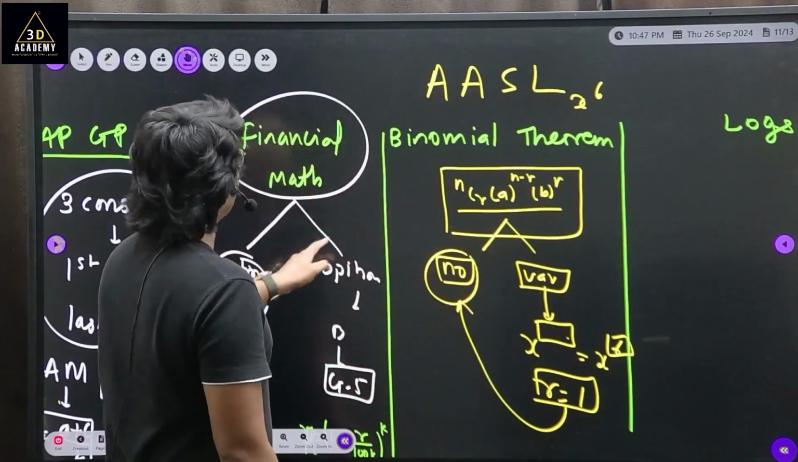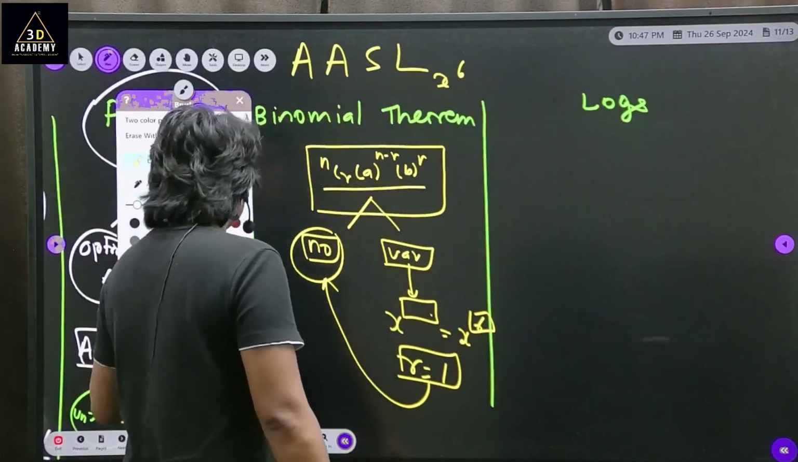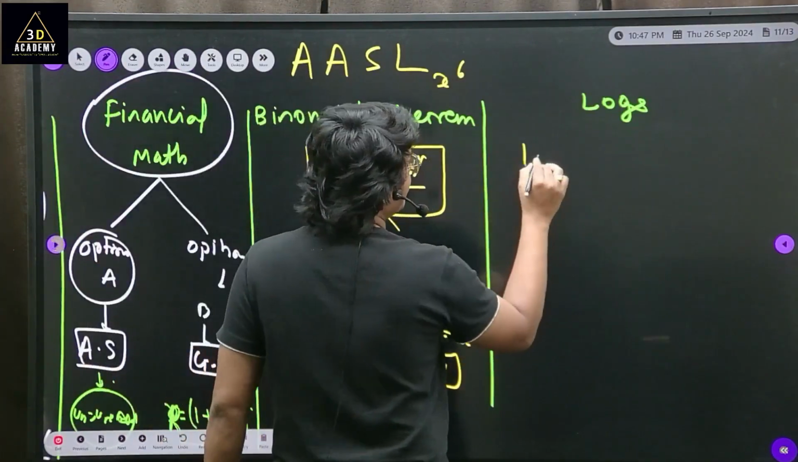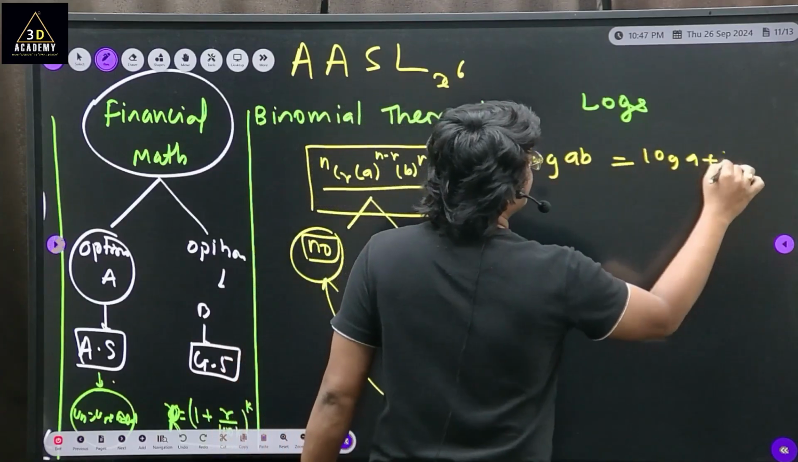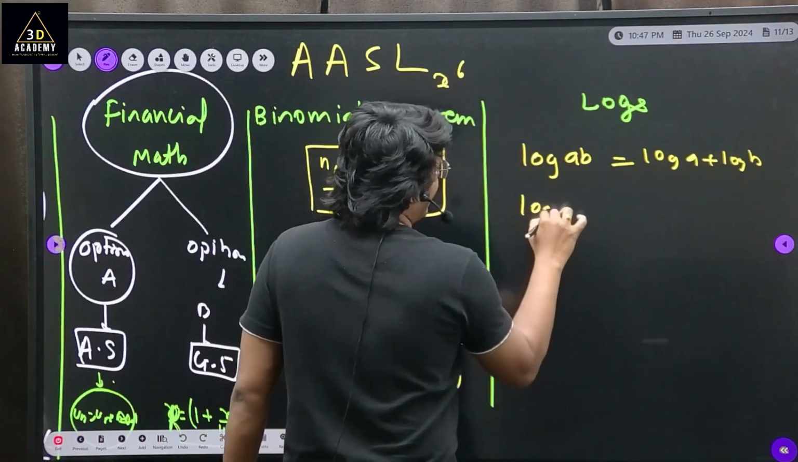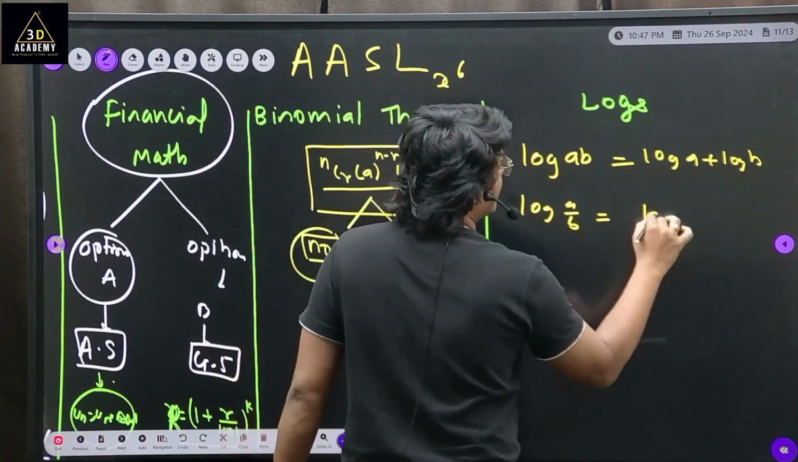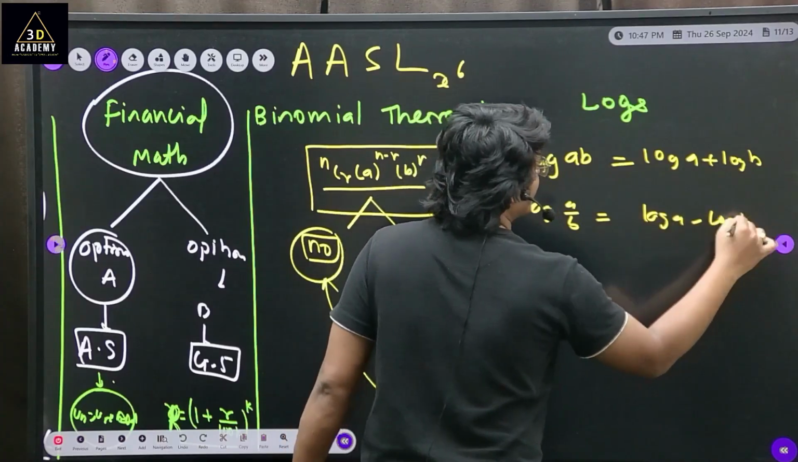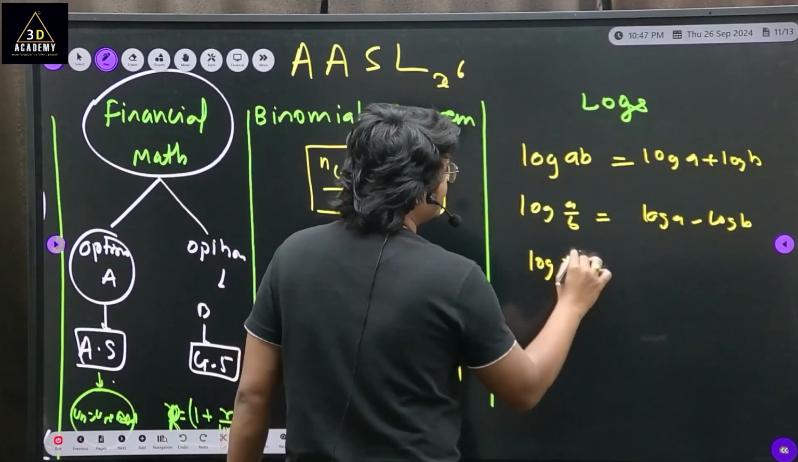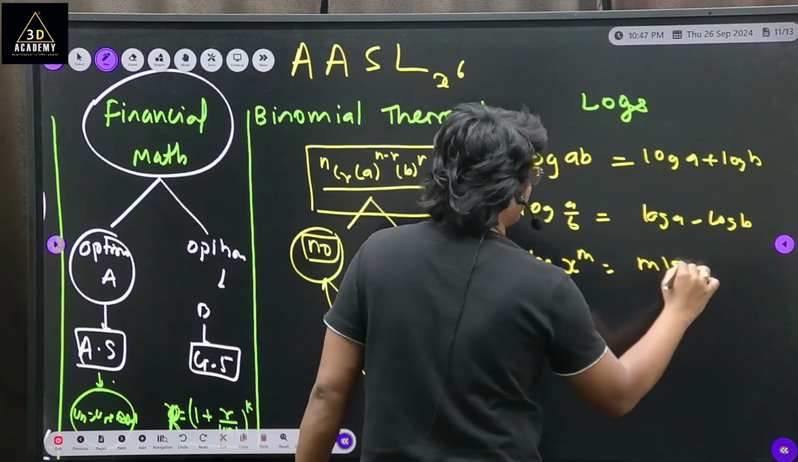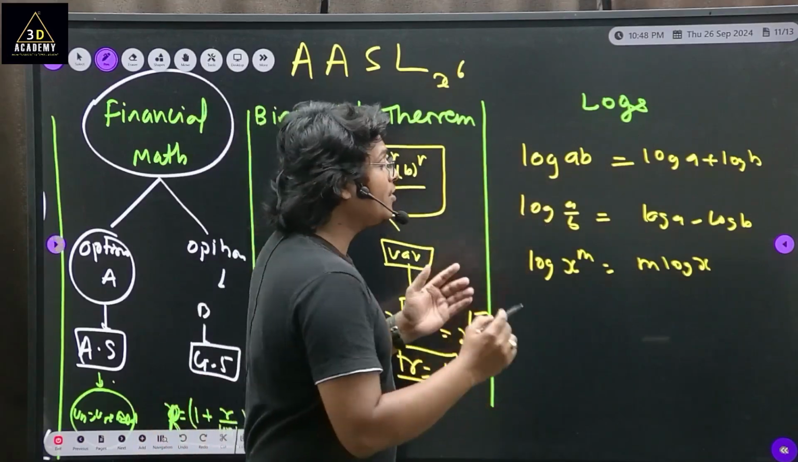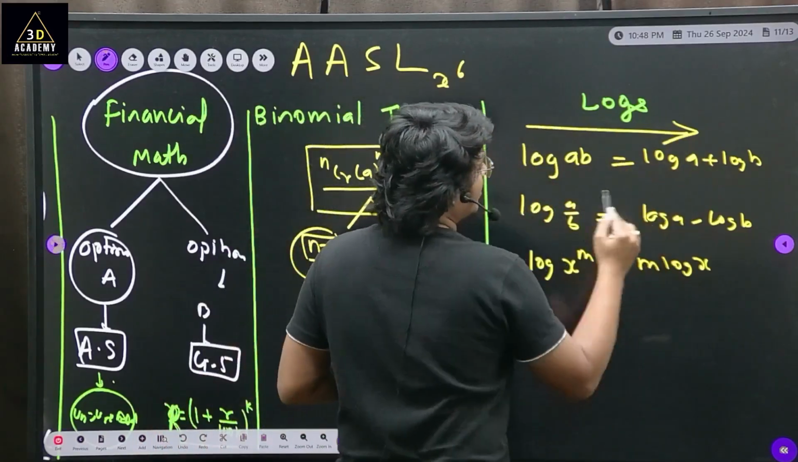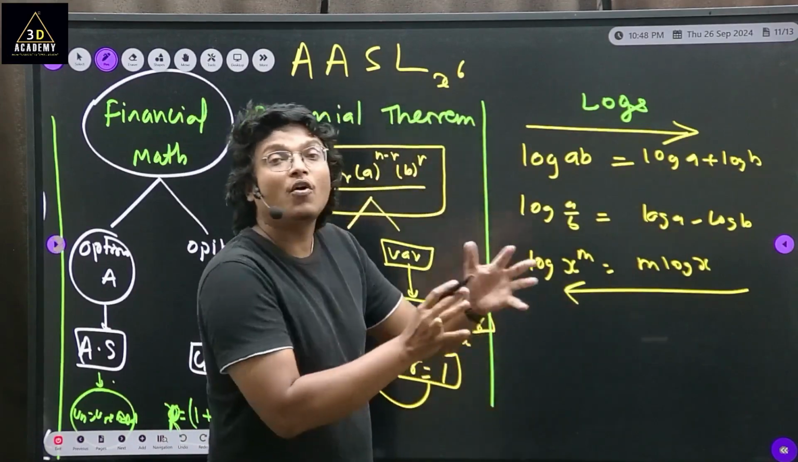Okay. Now the last one, logs. Logs are simple for you. You need to remember a few properties. Log AB is nothing but log A plus log B. Correct? Log A upon B is nothing but log A minus log B. Okay? And then log x raised to power m is nothing but m log x. Even if you know the properties, you need to keep them in mind in this direction as well as this direction. They can go both ways.